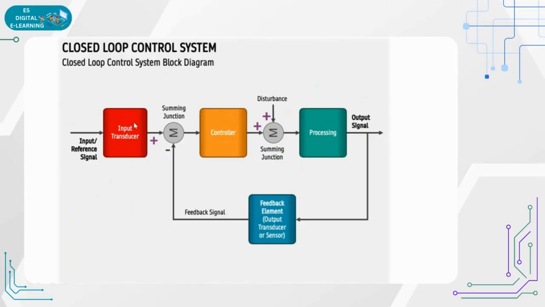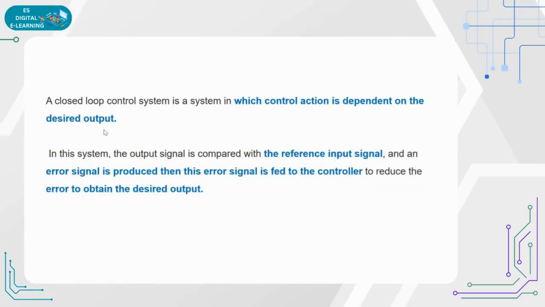You can write this down too if you need it. A closed loop system is a system in which the control action is dependent on the desired output. In a closed loop system the control action is dependent, while an open loop system is independent.